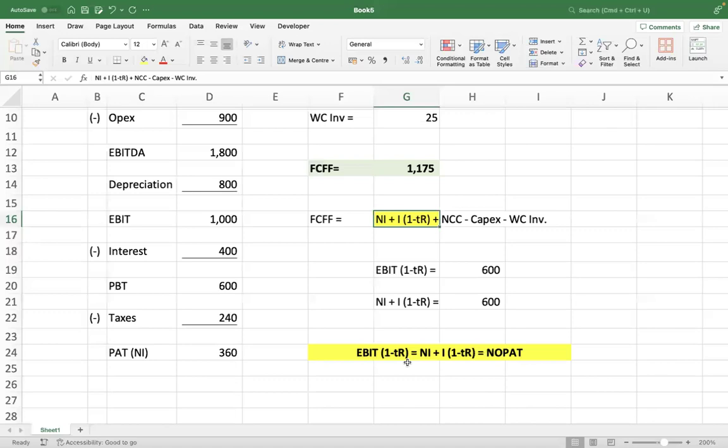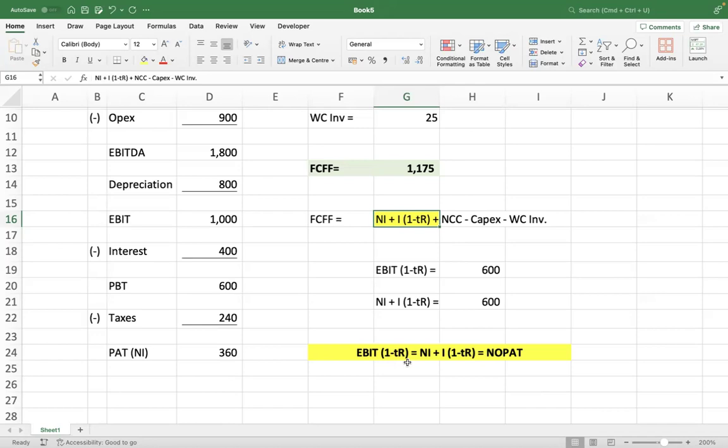When I say firm, it means you have to consider both the stakeholders, the people who have invested in equity shares and the people who have invested in the debt capital bonds also. That's why we are taking it at the EBIT level post taxes, because we want to find out what cash is available to the firm. You understand?